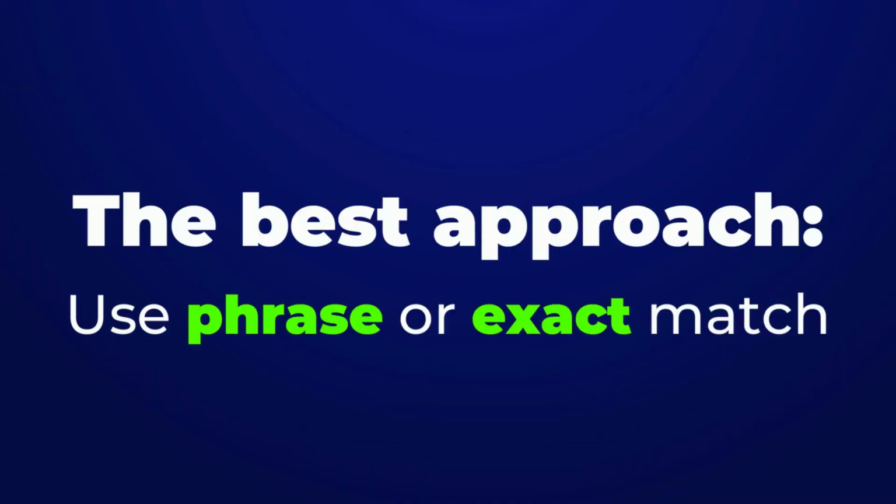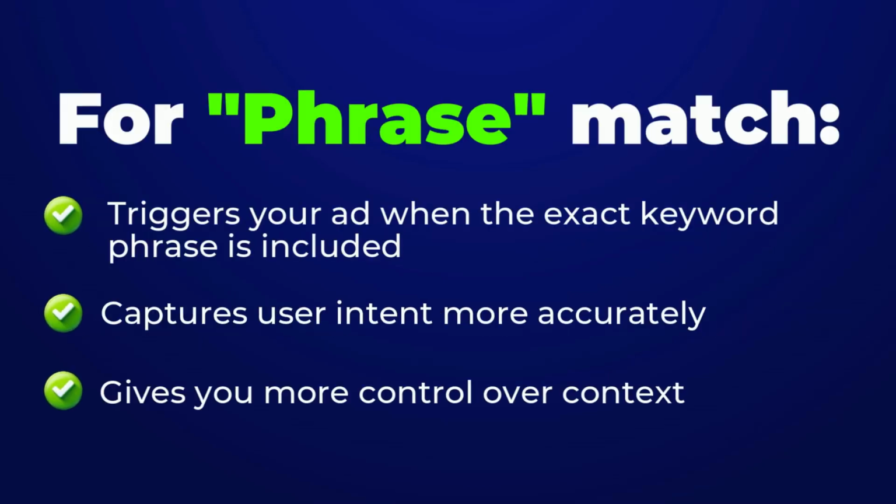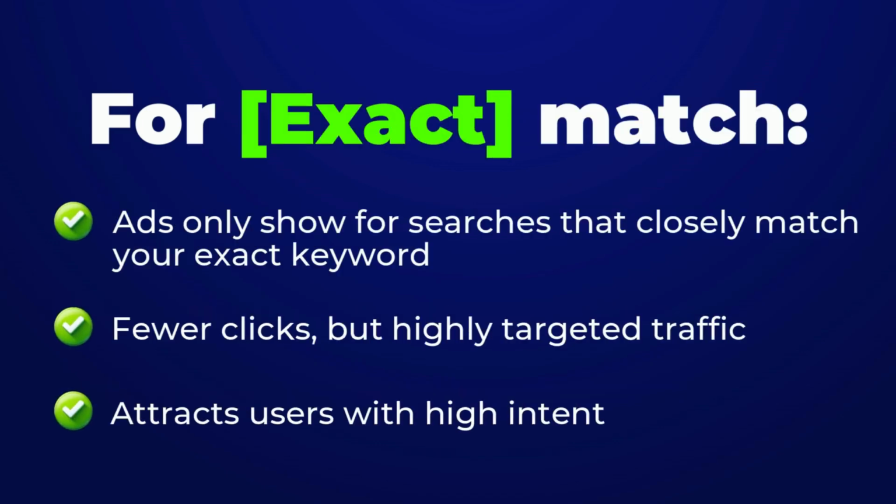So the better approach is to, instead of using broad match, use phrase or exact match types. Phrase will allow your ad to appear when the keyword phrase is included in a search, so it captures the intent while also giving you more control over context. And exact match is even tighter. It shows your ads only for searches that really closely match your keyword. You will get fewer clicks, but they'll be hyper targeted to people who are genuinely looking for your service. So making this simple switch can completely transform your campaign. You'll spend less, waste less, and attract people who are actually wanting to buy what you're selling.